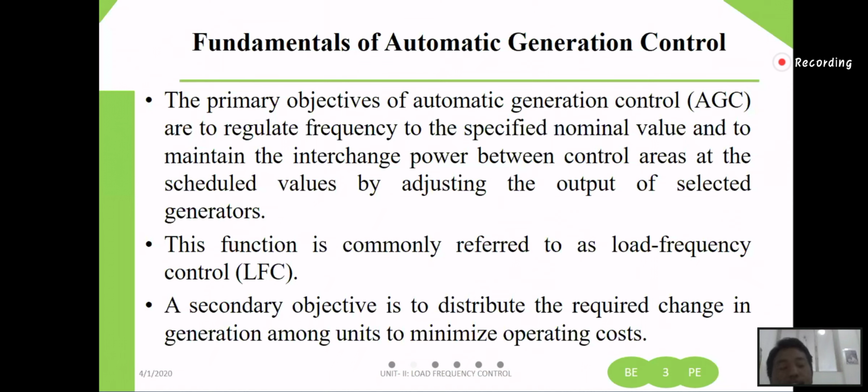So basically there are two objectives. First is primary, and under primary there are two. One is to regulate frequency to the specified nominal value, and then to maintain the interchange power between control areas. Example I have given.